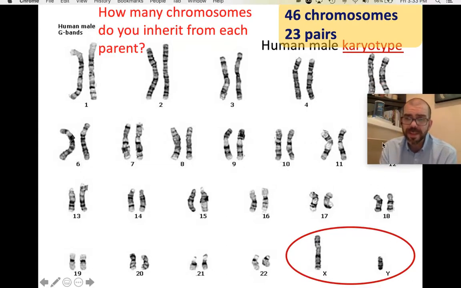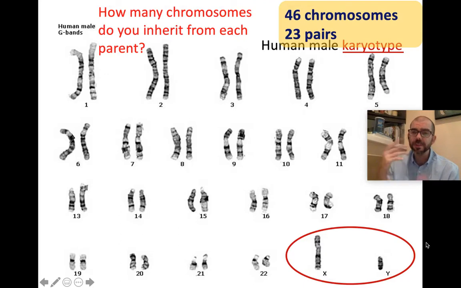For example, think for a second. You have 46 chromosomes, 23 pairs. How many chromosomes did you inherit from each individual parent? You inherited 23. One chromosome 1 from dad, one chromosome 1 from mom, and now you have 2 of each of those chromosome 1s.